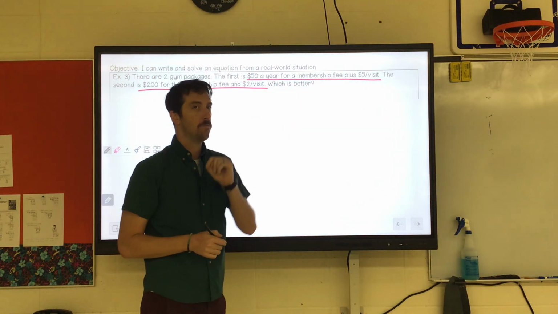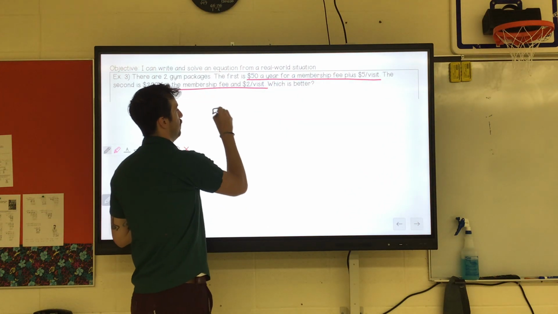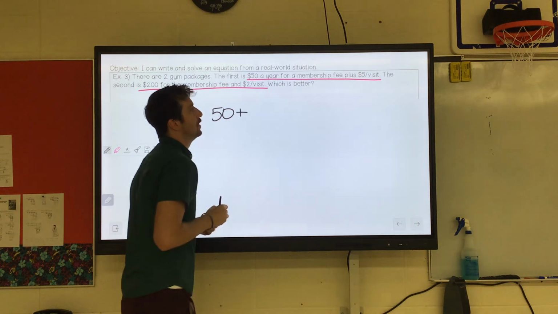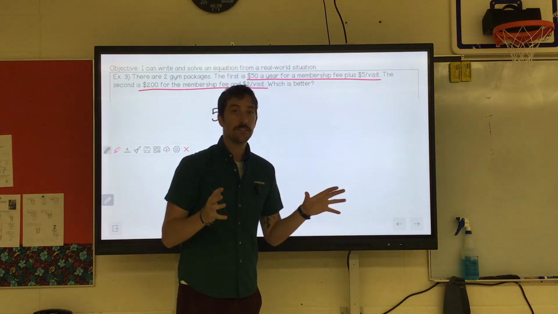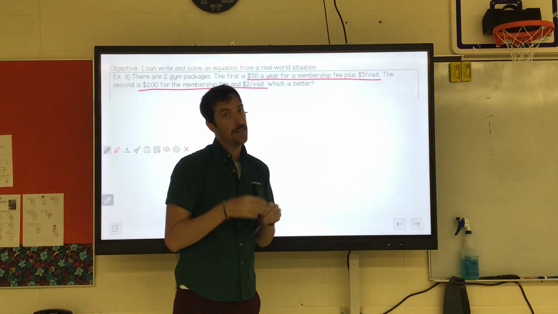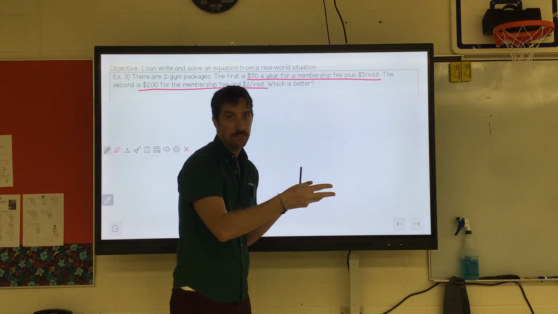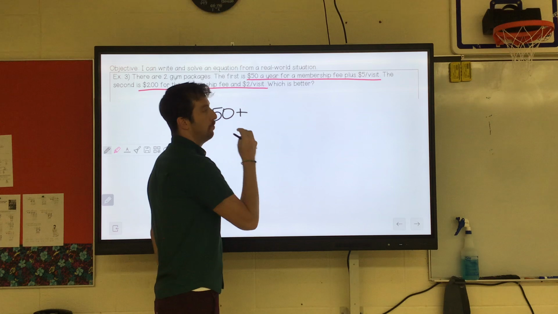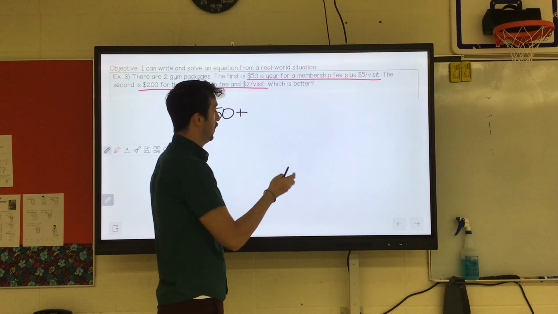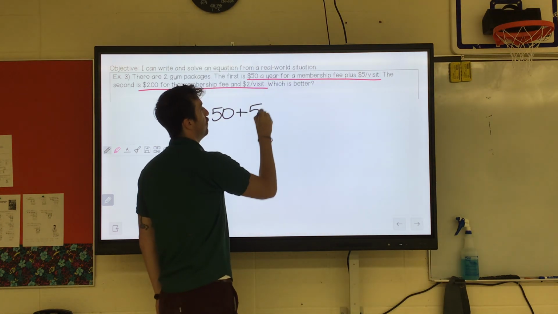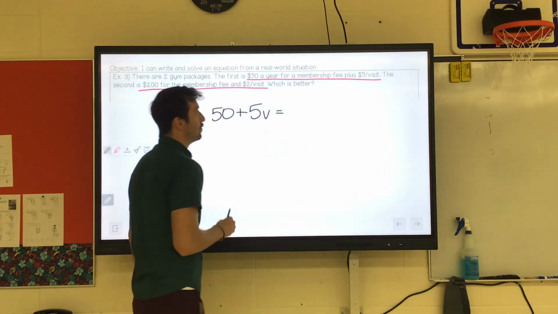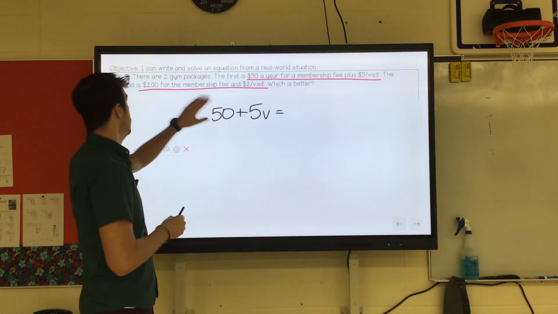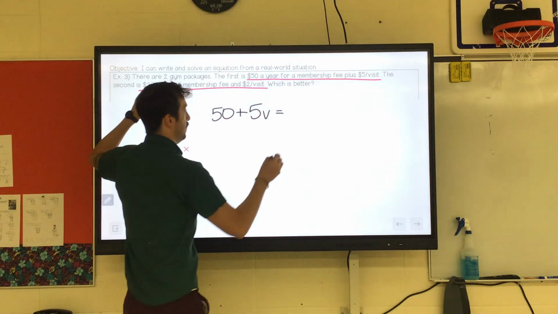Now, I only have to pay that once per year. So I'm going to say 50 plus, it is $5 per visit. So if I went 3 times, I'd have to do the 5 times 3, which is $15, and then I would add the 50. So we're going to do multiplication. So we're going to say 50 plus 5v equals, and the other one is $200 per year.